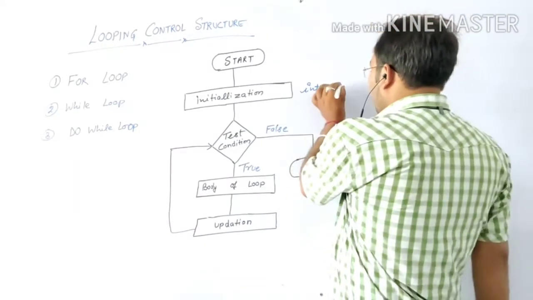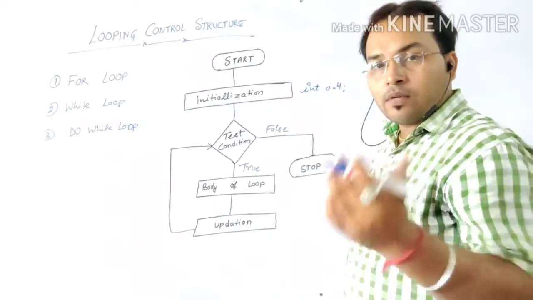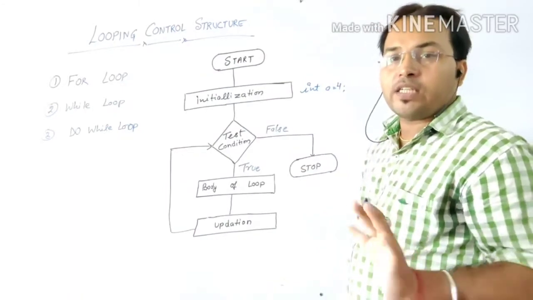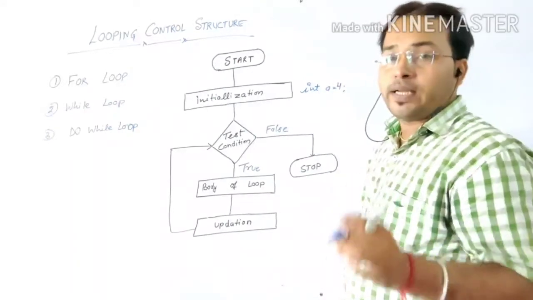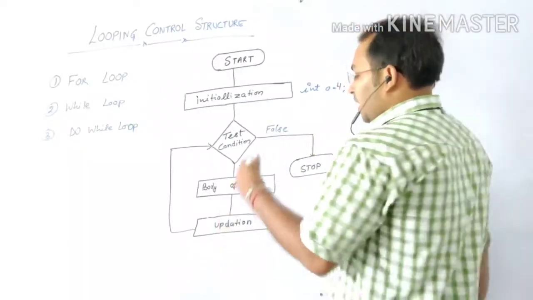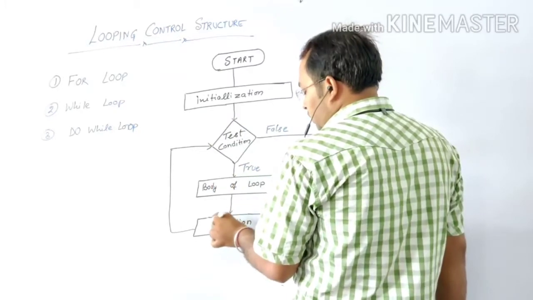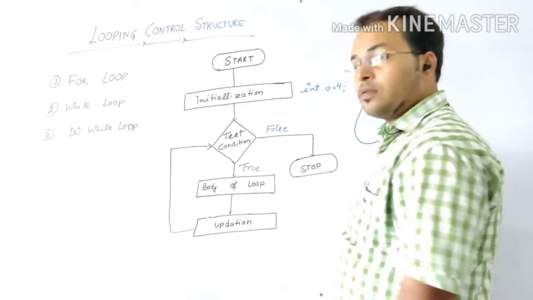You can give any point, 4 also. So the initial point will become 4. So there is no fixed initialization, but it has to be there in the program. Then only you can execute your program. After initialization, the condition checking will be done.